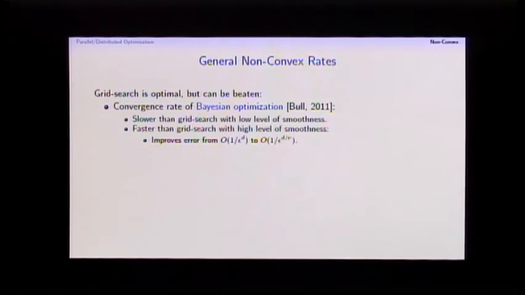The result is kind of interesting. If you have a low level of smoothness, the result implies that this is worse than grid search. If you have a function that's not very smooth, you actually get worse than grid search. But if you have a high level of smoothness and a bunch of other assumptions, like your function comes from some nice Hilbert space, then it improves the error from O of 1 over epsilon to the D to 1 over epsilon to the D over V, where V is some measure of the smoothness. So you can solve higher dimensional problems if you have an algorithm which assumes your function is nice and smooth in some way.